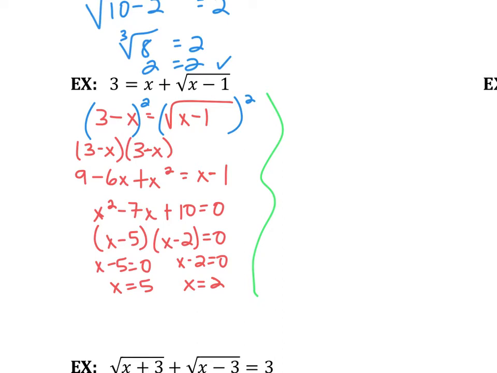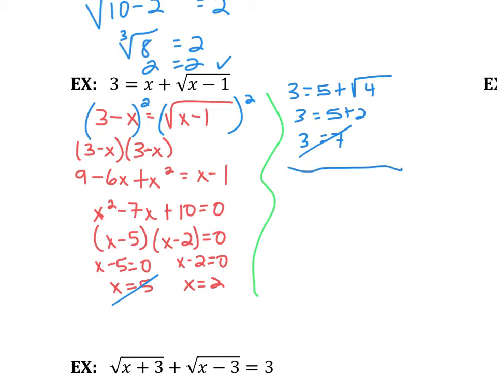All right, so if we check the answer of x equaling 5 first, we would have 3 equals 5 plus, and then again, the square root of 5 minus 1 is going to be 4. This is where I kind of combine doing mental math and still writing out some steps. So I get that 3 is equal to 7. Well, obviously that's not going to work. So x equaling 5 is not going to be a solution.